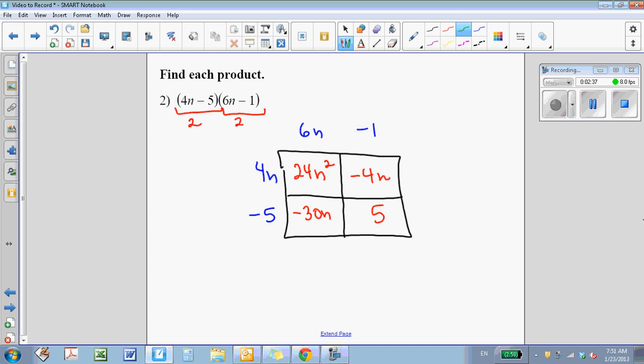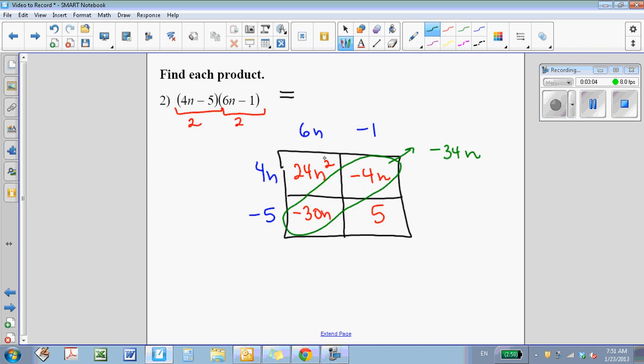And then we're going to take a look to see if we have any like terms. What we notice here is that we do have two like terms, and they are diagonal from each other. So I can combine them. Negative 30n and negative 4n will give me negative 34n. Remember that when we combine like terms, the actual variable and the exponent do not change. The only thing that changes is the coefficient. There are no other like terms, so now we can just write our answer.